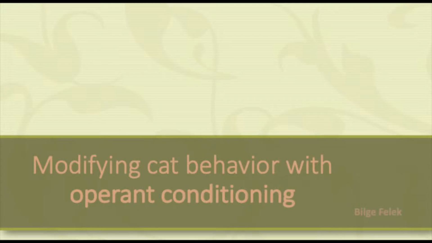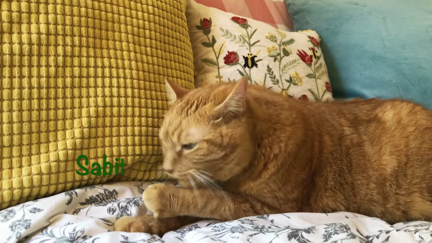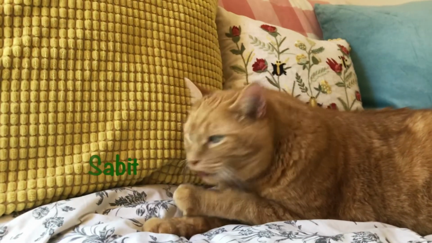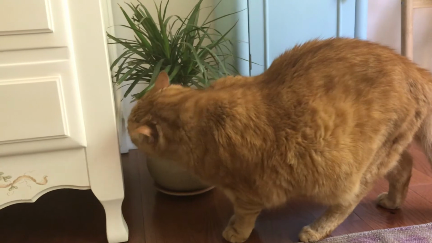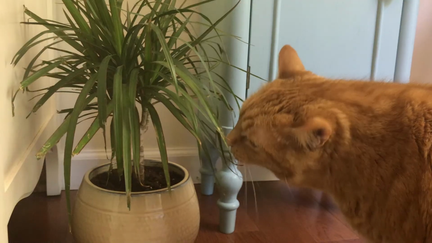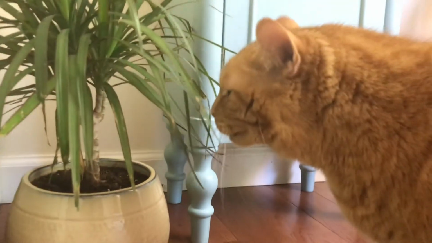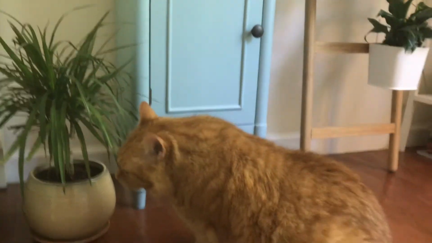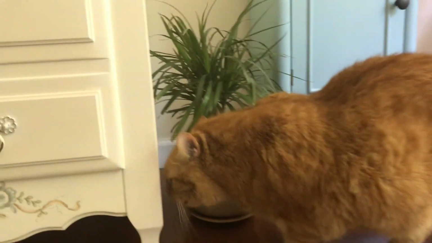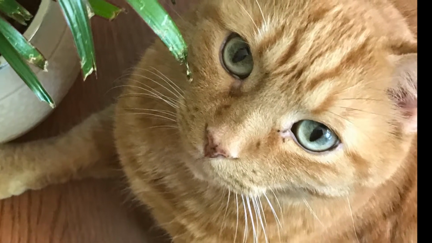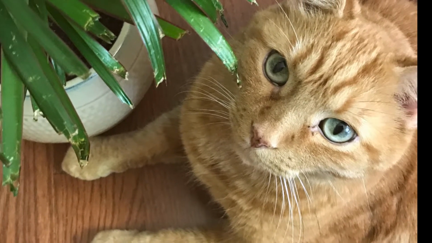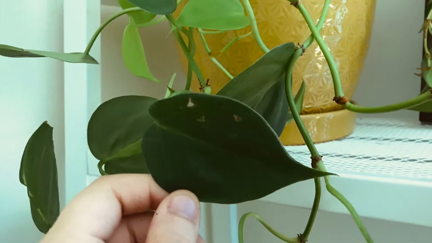For my presentation, I will be focusing on modifying cat behavior using operant conditioning. So this is my cat. His name is Sabit. He's 10 years old and he's a very good boy, but he does have some bad habits. He really likes eating my plants and he can just keep eating for hours and hours, and it's never really been a problem until he started getting older, and so now it's actually starting to get a little bit bad for his health. And he does love this one specifically, but he'll eat my vines as well.